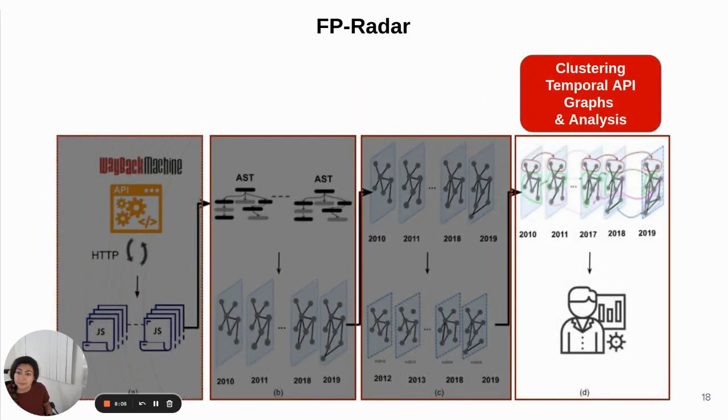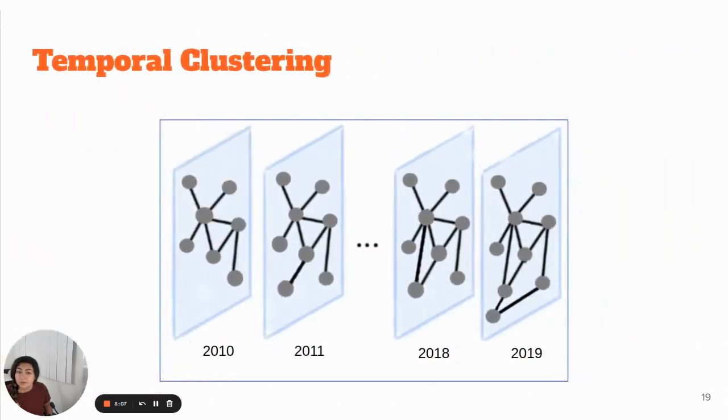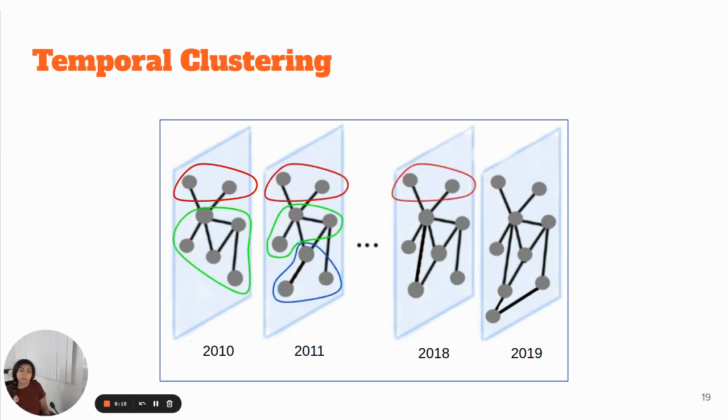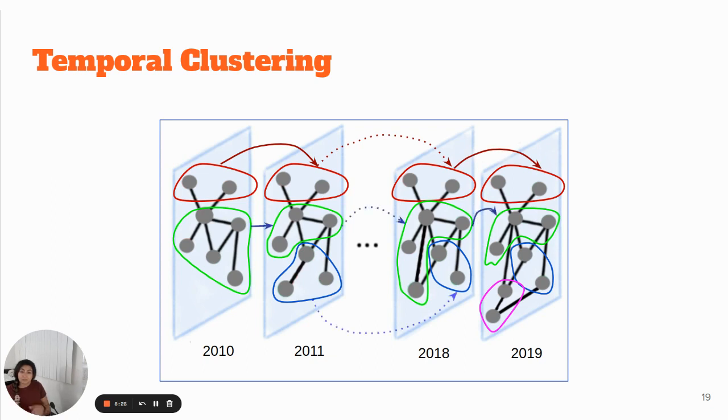The next step is temporal clustering. Here we have our temporal graphs starting from 2010 to 2019. FPRadar non-temporally clustered the graph based on the Louvain method, which partitioned the graph at each snapshot such that the modularity is maximized between clusters. And then FPRadar links clusters across consecutive years together to form temporal clusters. Specifically, FPRadar links clusters together if their Jaccard similarity is more than a threshold.